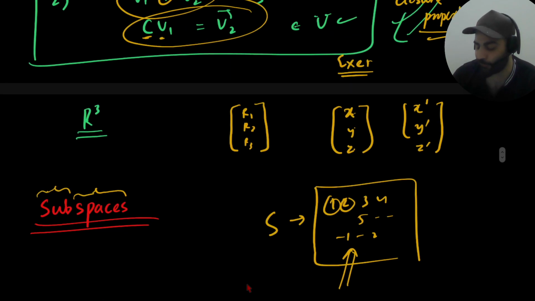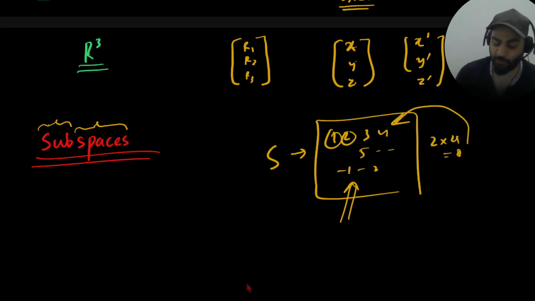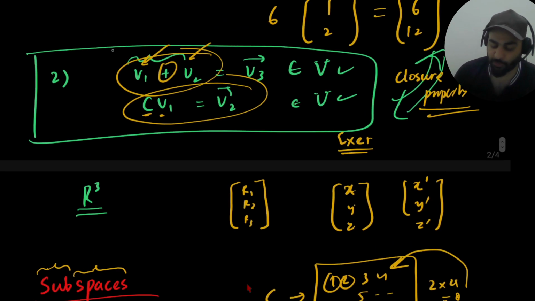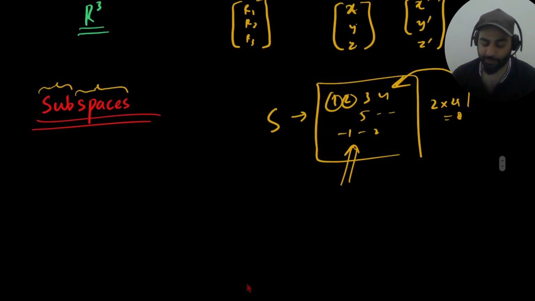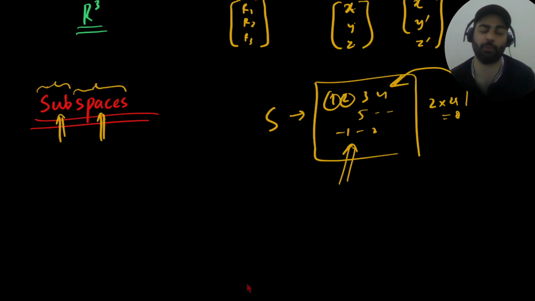In a similar fashion, if you multiply any integer by any other integer, that will still give us an integer. For example, 2 multiplied by 4 is equal to 8, which also belongs to this set. So this is called the closure property. Here the closure property should be followed. Again, coming back to subspaces, it should be a vector space itself, and it should be a subset of some other bigger vector space.